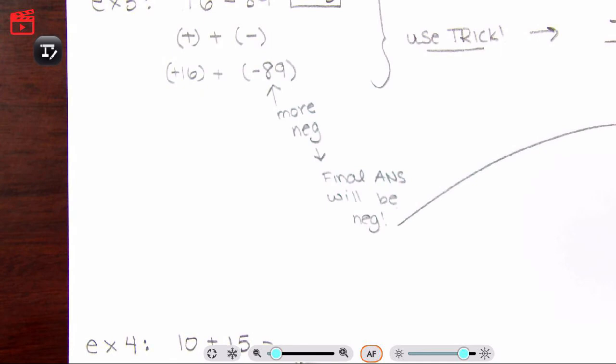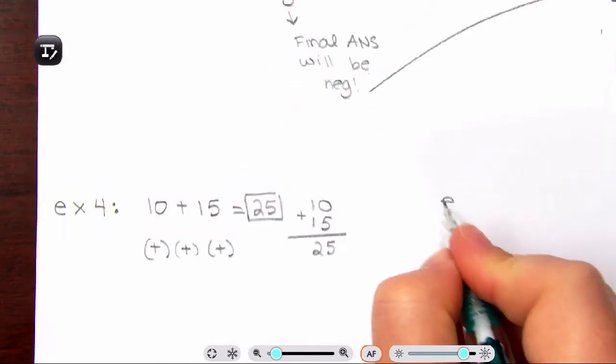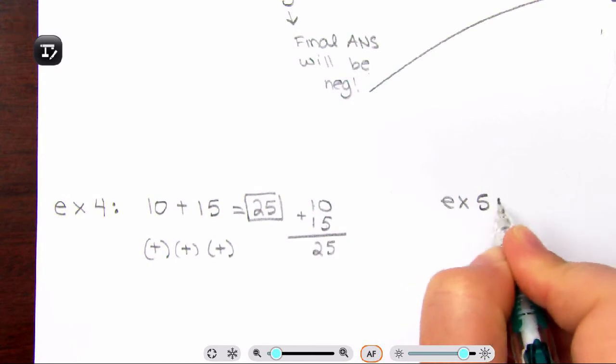10 plus 15. Here's 10. Here's 15. We're going to add those two together. 0 plus 5 is 5. 1 plus 1 is 2. So our final answer is a positive 25. Sorry, you guys couldn't see that. Let's do example 5. I'm doing these rather quickly.